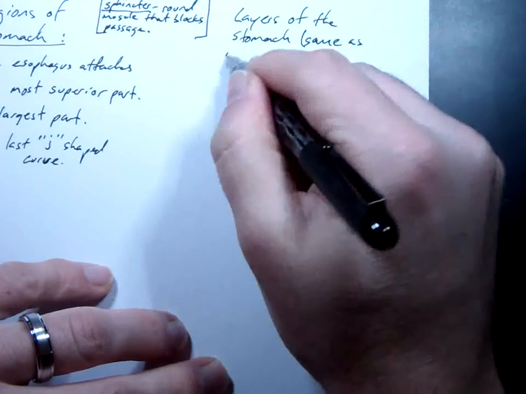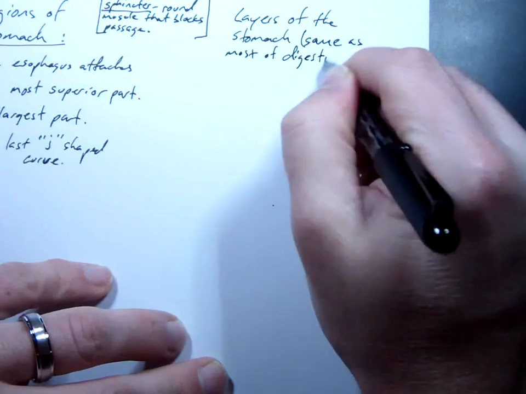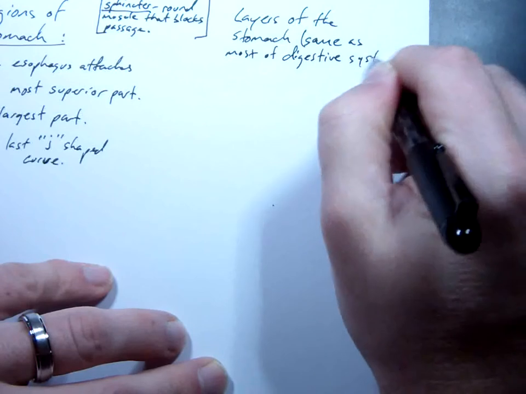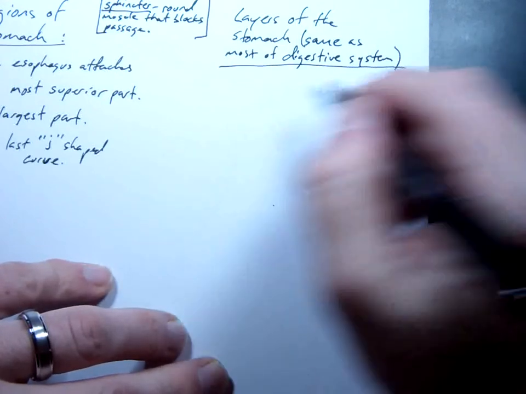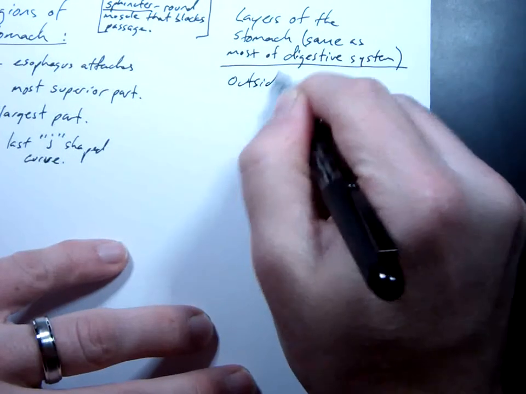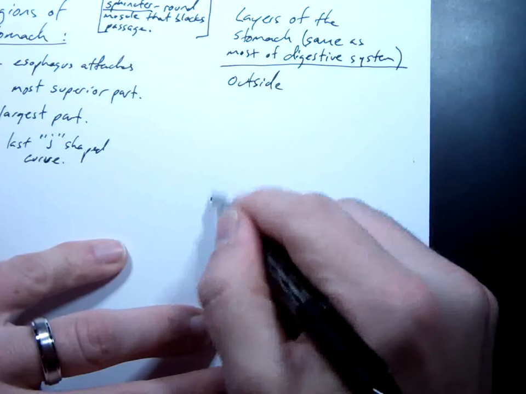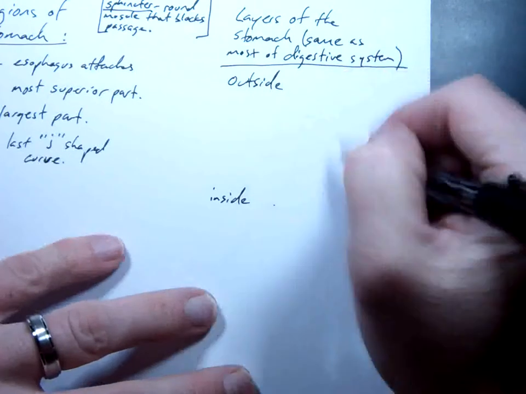Same as most of the digestive system, because you'll find a lot of these same muscular layers in the small intestine and the large intestine and so on and so forth. So from the outside to the inside. Okay, outside working our way in.